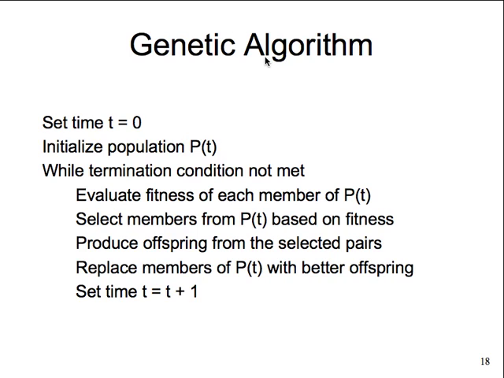So you initialize the population, which is going to be your distances between all the cities. While the termination condition is not met, evaluate the fitness of each one of the members based on your fitness criteria. Select members based on the fitness. Produce offspring, or crossovers or mutations, from the selected pairs, and replace the members with better offspring or better route choices, and then set the time to time plus 1, and go through again. So it's kind of a cycle where you go through the first set, second set, third set, fourth set. Who knows how many sets you're going to go through, but eventually you're going to find the optimal solution, and you're going to be left with one path, theoretically.